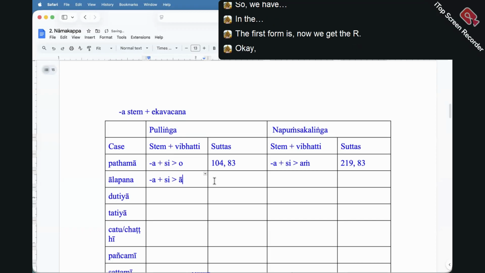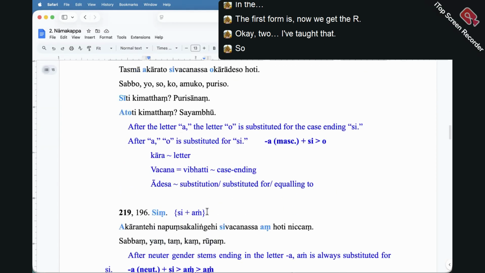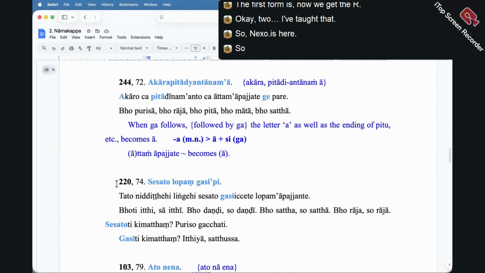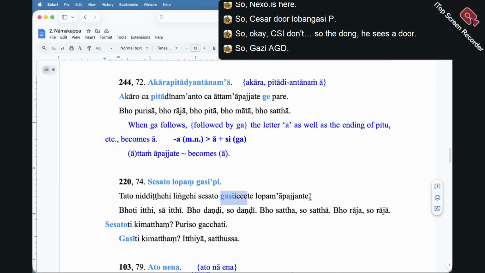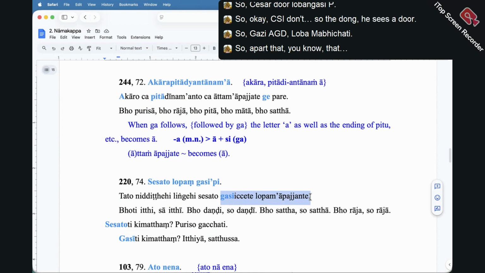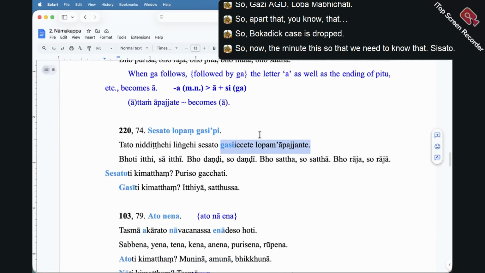Okay, after that, the next soda is here. So Sisa do lo bangasi B. So Sisa, okay, Sisa do, so the do nede de hi lenge hi Sisa do. So Gasi HJD loba mabichete. So after that, the Bokete case is dropped. So now the meaning of this, we need to know that Sisa do.